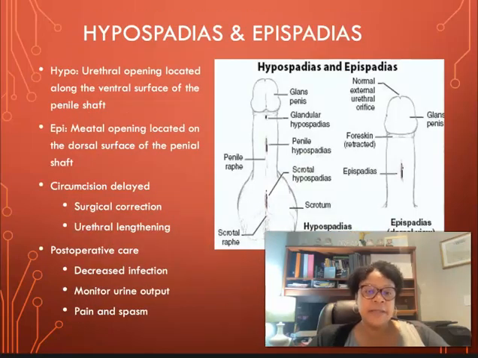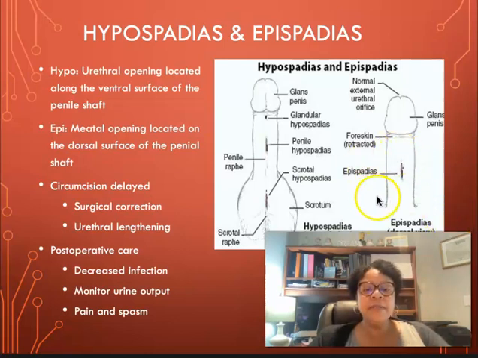Hypospadias and epispadias. These basically are disorders of where the urethral opening is located along the penile shaft. For hypospadias, it's located along the ventral surface. For epispadias, it's located on the dorsal surface. And we have some great pictures here to show you.